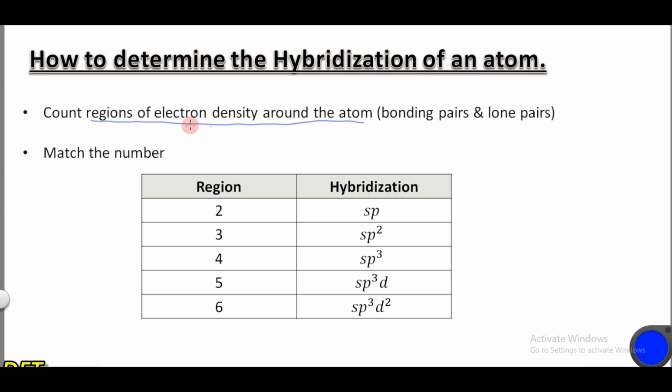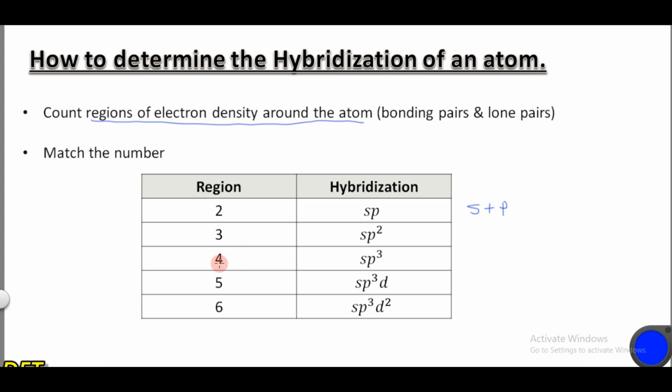Very important. So to determine the hybridization of an atom, we count the regions of electron density around the atom, which includes the bonding pairs and the lone pairs, and then we match the numbers. If the region of electron density around the atom is 2, that will be sp hybridization. That is 1s and 1p, which gives us 2 sp orbitals. If the region of electron density is 3, then that will be sp2 hybridization.